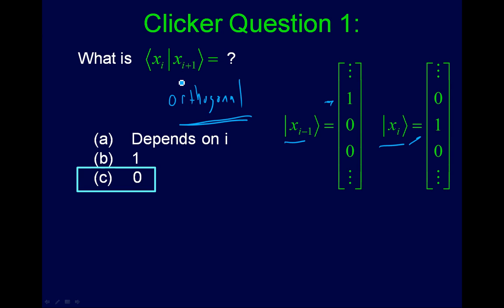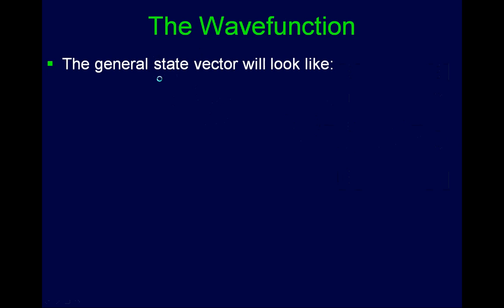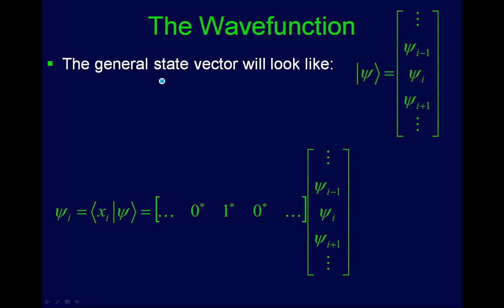Again, it's sort of the idea that if this is the probability that if I'm in the x_{i+1} state, I'll be measured to be in the x_i state, and that should come out to be 0 no matter what. So our general state vector is going to look kind of like this here.